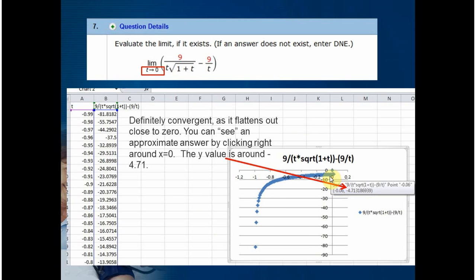Now I can see what the behavior is right around 0. I can't look at right at 0 because that's not doable, but I can see that something funky is going on right at 0. I just put my mouse right around here, and I get the x and y coordinate, and you see that the y coordinate is around -0.41713, so I know my answer is going to be around -4.71.